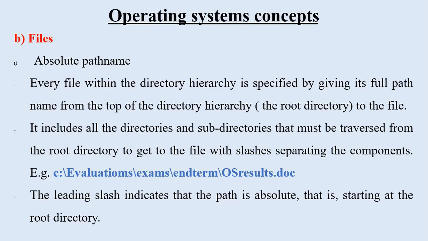So if you want to refer to a file by including all the directories and subdirectories that must be traversed from the root directory to the file, with slashes separating the components, that's what we call absolute path name.